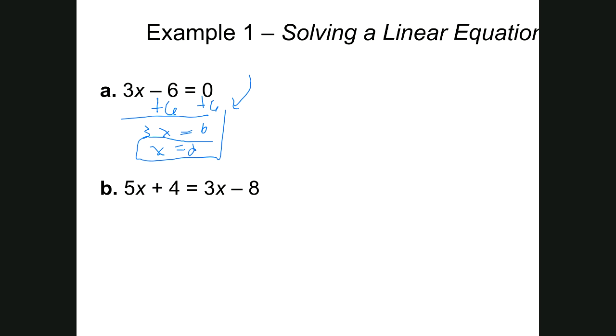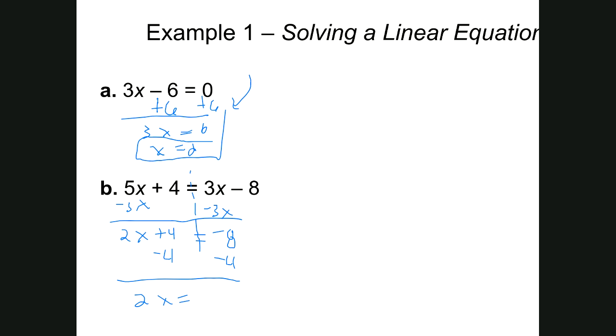In this problem here, usually when I have the same variable on opposite sides of the equal sign, my first step is always to get them on the same side. So I would subtract 3x from both sides. That would give me 2x plus 4 is equal to negative 8. Now it's a regular two-step equation. I'm going to subtract 4 from both sides. 2x equals negative 12. Divide by 2. I get x equals negative 6.